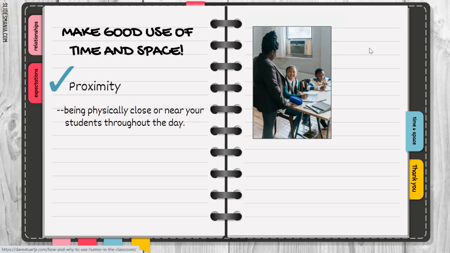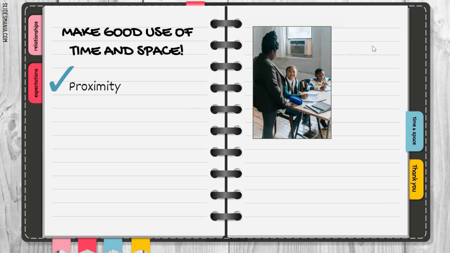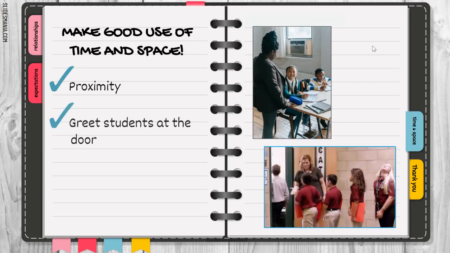Another way to make good use of time and space is to greet students at the door. If you're in an elementary level class, start the day this way. If you're in a secondary class, start each period at the door. This helps set a positive tone for the rest of the class period and can reduce disruptive behavior. Try to do the following.